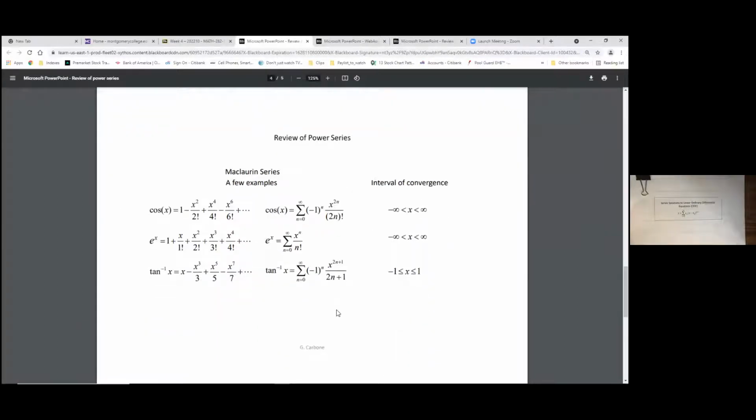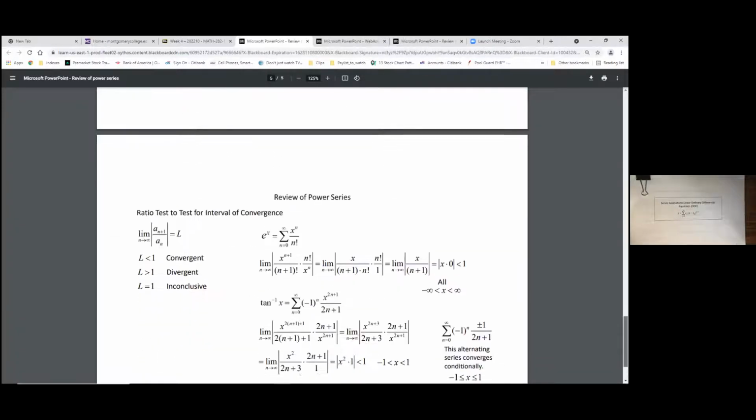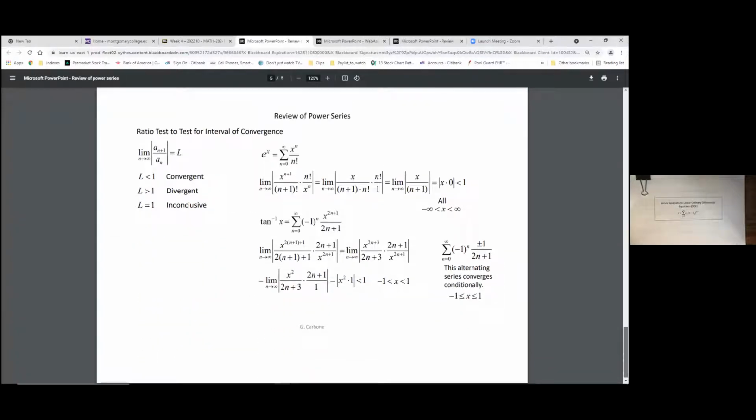If you're going to continue in mathematics, there's more, but these are power series you should commit to memory: what the cosine is, what the sine is, what e to the x is, the inverse tangent. There are some others as well. Here, for example, I'm using the ratio test to show you that this, which is e to the x, should converge from minus infinity to plus infinity.